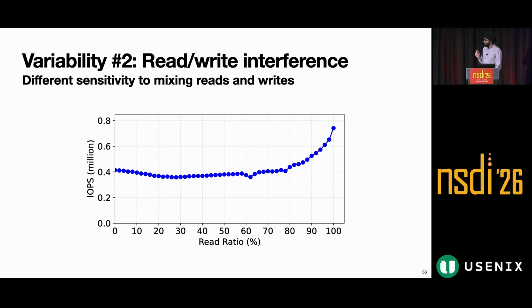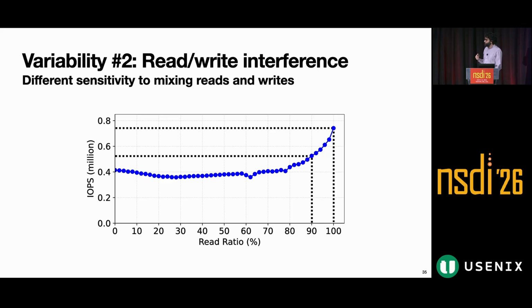Concretely, if you look at this performance profile, on the x-axis we have different read ratios. On the right extreme, you have read-only workloads. On the left extreme, you have write-only workloads. And on the y-axis, you have the throughput that you can achieve with this SSD. You'll notice that on a read-only workload, it's able to deliver about 0.75 million IOPS. And mixing only 10% writes, so going to about 90% reads, drops the throughput by about 33%. Again, that's a non-trivial decrease in the throughput that the SSD can achieve if you start mixing the two operations together.